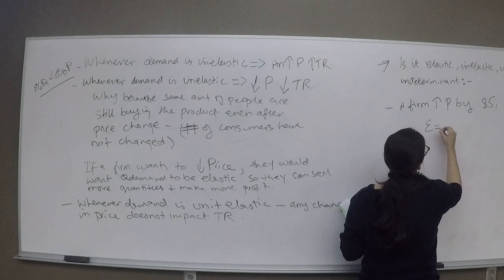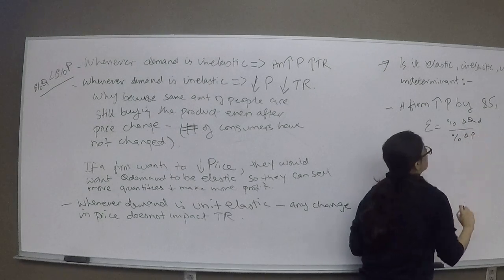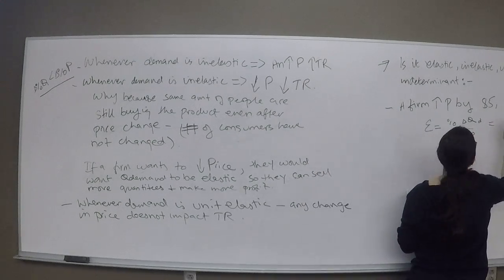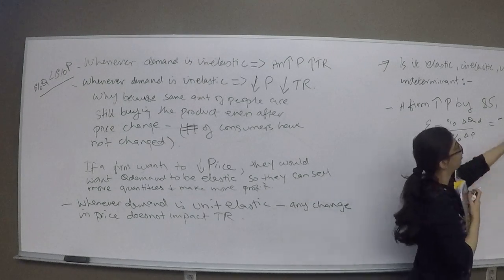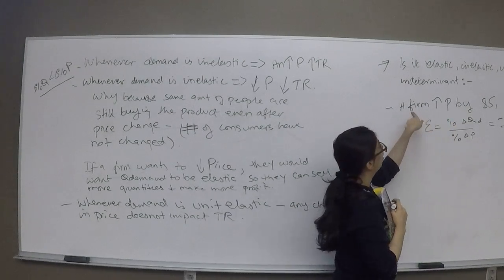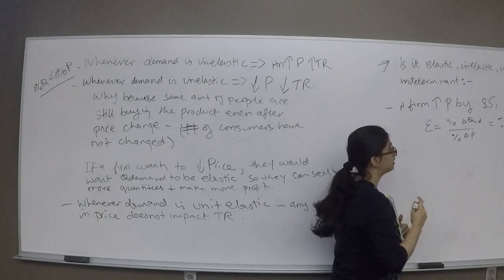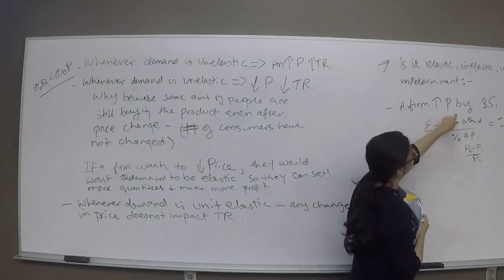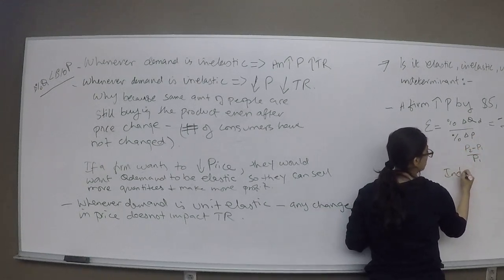So the elasticity formula says percent change in quantity demanded divided by percent change in price, right? So how do we know if this is elastic, inelastic, or unit elastic? We know percent change in quantity demanded was negative 10% because it falls by 10%. What about percent change in price? Is it $5? A firm increases price by $5. Percent change in price is not $5. Percent change in price is P2 minus P1 divided by P1. Here we're only given that the firm increases price by $5. We're not given P1, so we don't know the percent change in price. So this one is indeterminate.